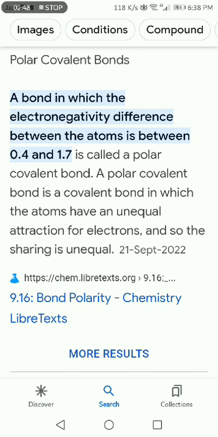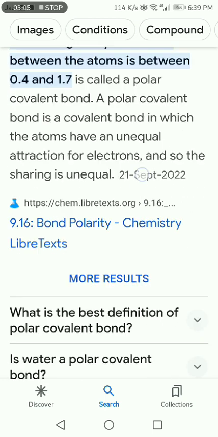Polar covalent bond: a bond in which the electronegativity difference between the atoms is between 0.4 and 1.7 is called a polar covalent bond. A polar covalent bond is a covalent bond in which the atoms have an unequal attraction for electrons and so the sharing is unequal.